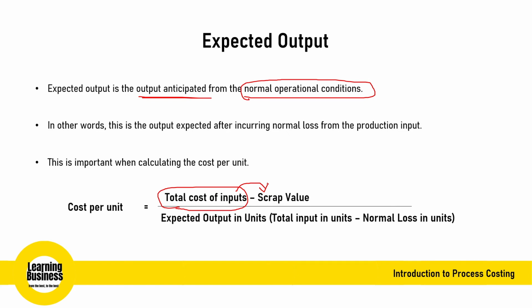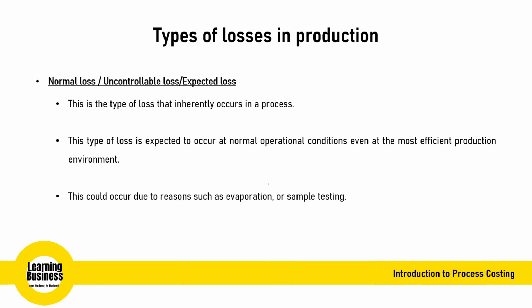Now in any production you will have losses. These losses can be divided into two, normal loss and abnormal loss. Normal loss we also refer to as uncontrollable loss, expected loss. We already knew that this loss was going to happen. Because using a 1 meter cloth, if you are going to make a garment, there will be some scrap cloth left. This is known; even if you work in the most efficient production environment, these losses will still be incurred.